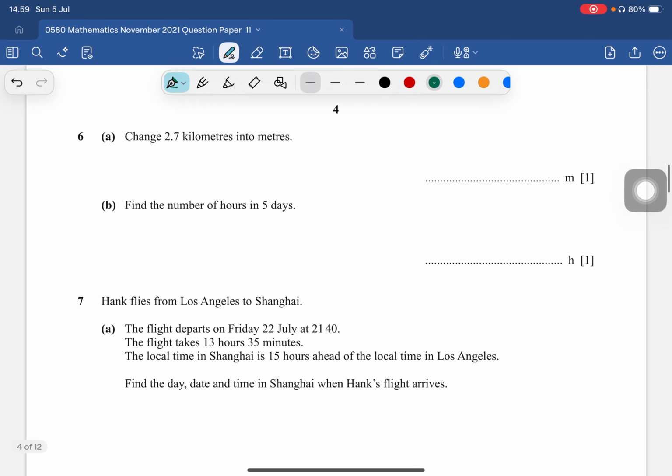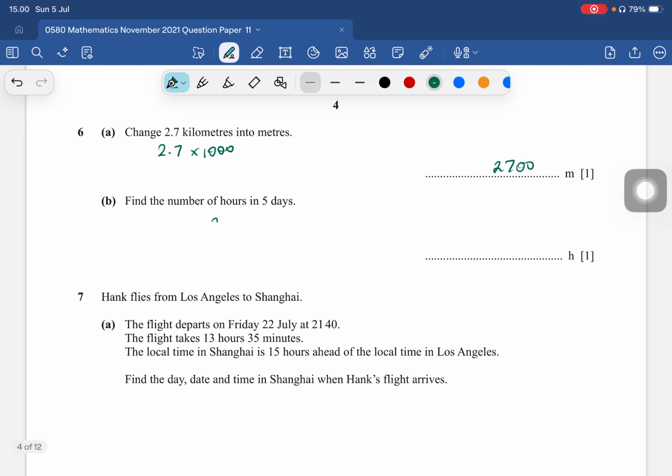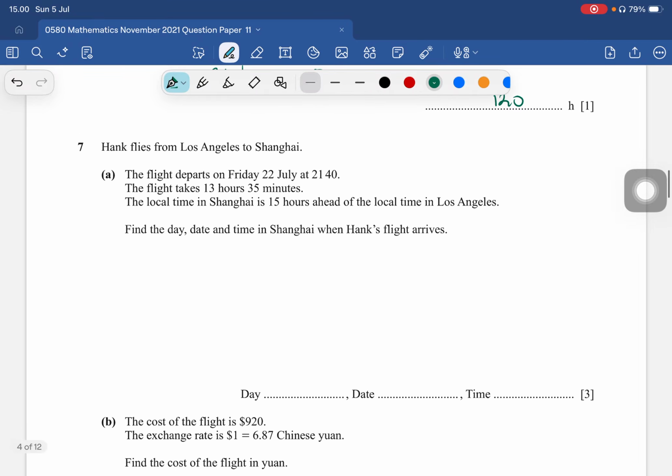Number 6. Change 2.7 kilometers into meters. 1 kilometer is equal to 1,000 meters. So for 2.7, we just multiply by 1,000. So we get 2,700. Next, find the number of hours in 5 days. In 1 day, there are 24 hours, so we just multiply by 5. So we get 120 hours.